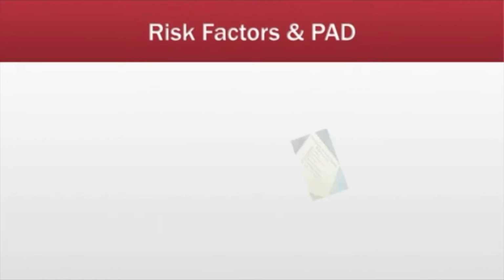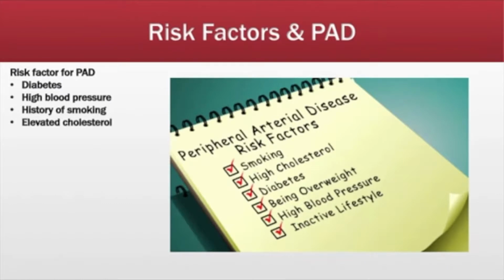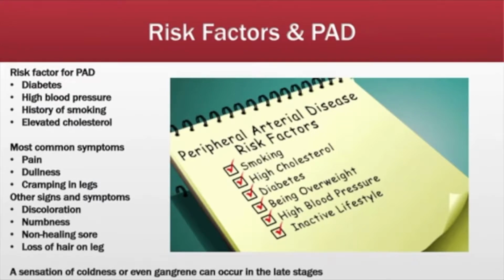Risk factors for PAD include diabetes, high blood pressure, history of smoking, and elevated cholesterol. The most common symptoms are pain, dullness, and cramping or fullness in the legs after walking a certain distance. This is called claudication. Other signs and symptoms include discoloration, numbness or tingling, a non-healing sore, and/or loss of hair on the involved leg. A sensation of coldness or even gangrene can occur in its late stages.